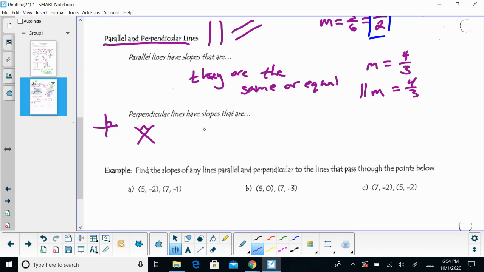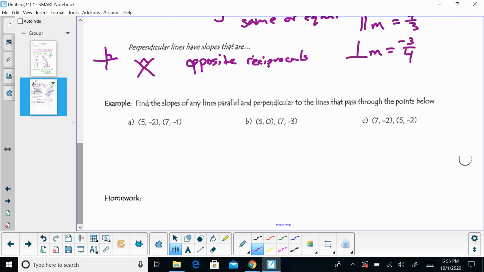Perpendicular slopes are opposite reciprocals. Remember, a reciprocal is when I flip my fraction. If I'm looking for the opposite reciprocal, I would change the sign. So here, if my slope was 4/3, the perpendicular slope would be -3/4. Okay? Let's try some examples.